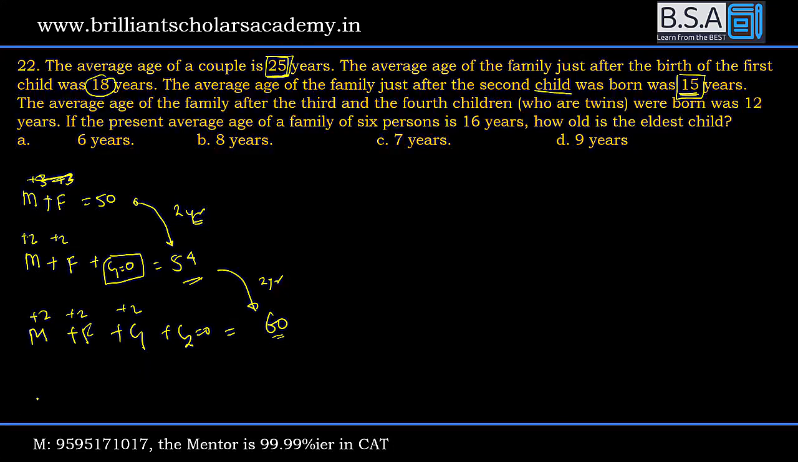नाउ वी आर सेइंग अब मदर, फादर, पहला चाइल्ड, दूसरा चाइल्ड तो है ही, अभी 2 ट्विन्स पैदा हो गए, लेकिन इन दोनों का आपस में एज क्या होगा? 0 0. How many members are there? 1 2 3 4 5 and 6 members are there. अभी उनका एवरेज इज 12. 12 into 6, 72 is the age.